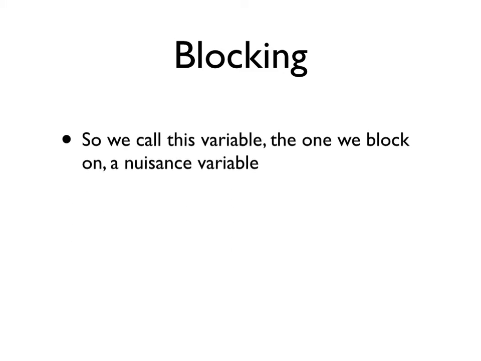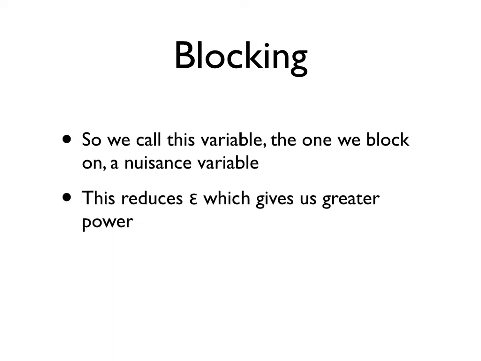We call this variable the one we block on. It's usually a nuisance variable. We block on nuisance variables, and I'll give you an example in a second, and you'll see why we call it that. It's a nuisance variable because it's something that gets in the way. It's a freaking nuisance, man. It's going to add variance, but it's variance we can explain and remove, because if we can explain variance, we can take it out. So this again reduces epsilon, reduces error, and that's going to give us greater power.